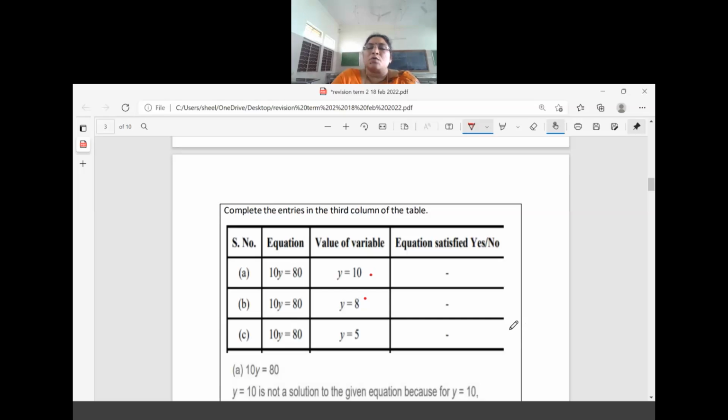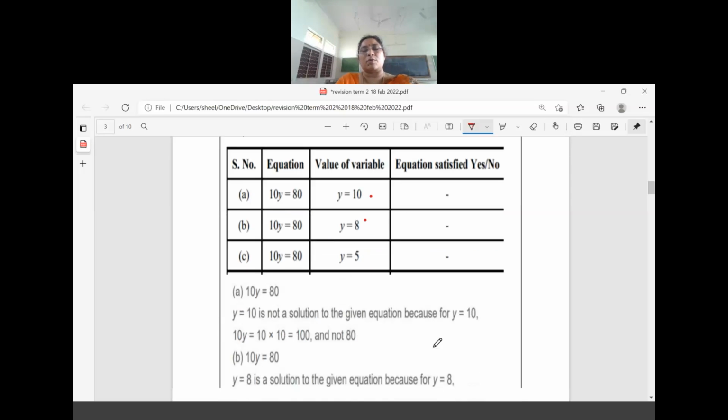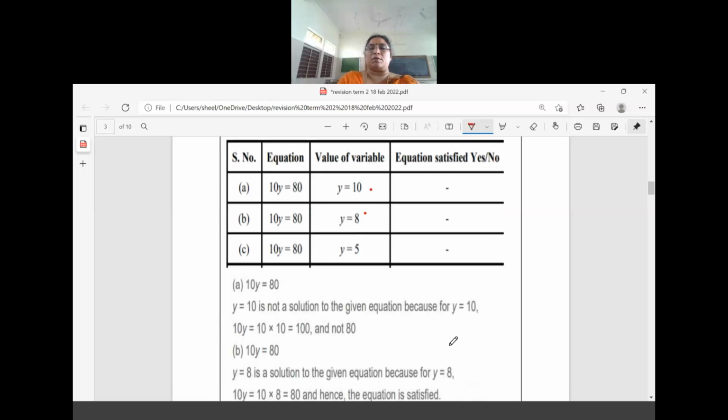No only. So we have to replace in the LHS only and check, right? 10y, we are replacing y as 10 only. So what will happen here? Here we have done the solution. Just to see, LHS equal to 10y. It is the LHS.